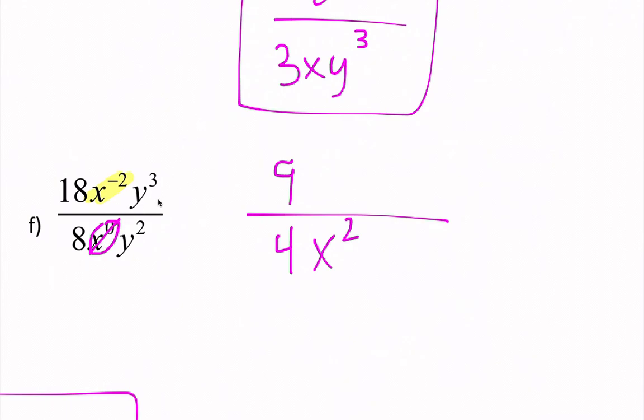All right, next we have y's. I have y's on top and bottom. There are no warnings. There's nothing weird, right? So I have the bigger exponent on top, so y belongs on top. And I subtract. 3 minus 2 is 1. So that 1 exponent is unnecessary, so your final answer is 9y over 4x squared.